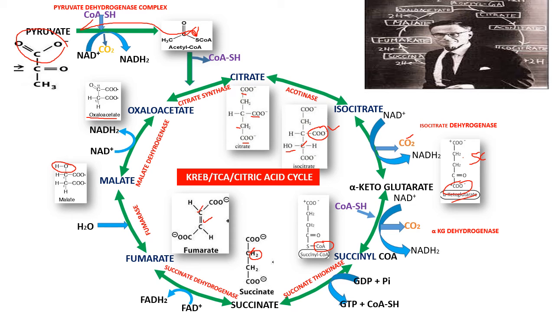For now you have to calculate the NAD produced. One NAD is produced when isocitrate is converted to alpha ketoglutarate. The second is produced when alpha ketoglutarate is converted to succinyl-CoA. And the third is produced when malate is converted to oxaloacetate. So how many NAD do we get? We get 3 NAD in one turn. And how many FAD do we get? We get 1 FAD when succinate is converted to fumarate. And 1 GTP is produced when succinyl-CoA is converted to succinate.